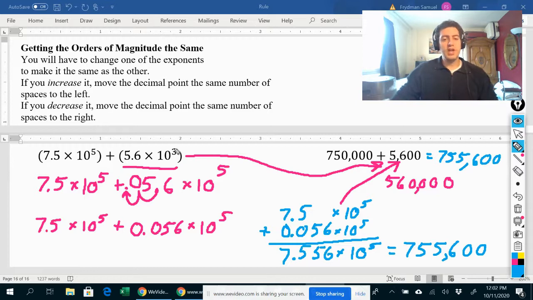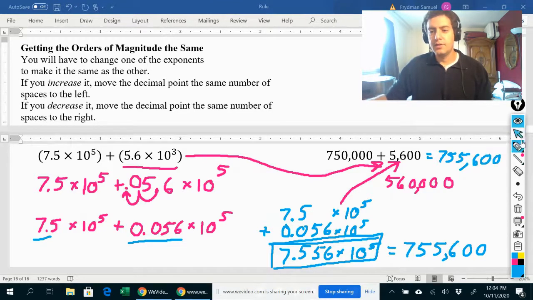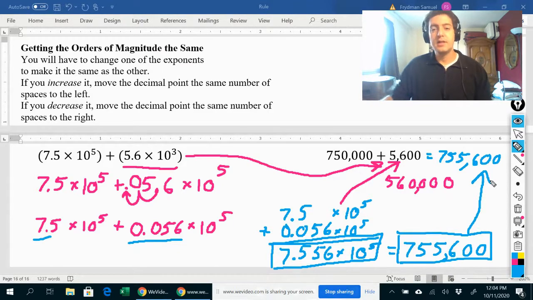So to recap, we changed the 3 to a 5. But if we only did that, that would change the value of the number. So we had to compensate by moving the decimal point 2 spaces to the left. Then this number over here does have the same value as this number over here. So we can just go ahead and add these numbers together and then keep the order of magnitude the same. Okay, so this would be our final answer in scientific notation. And this over here would be our final answer in standard form.